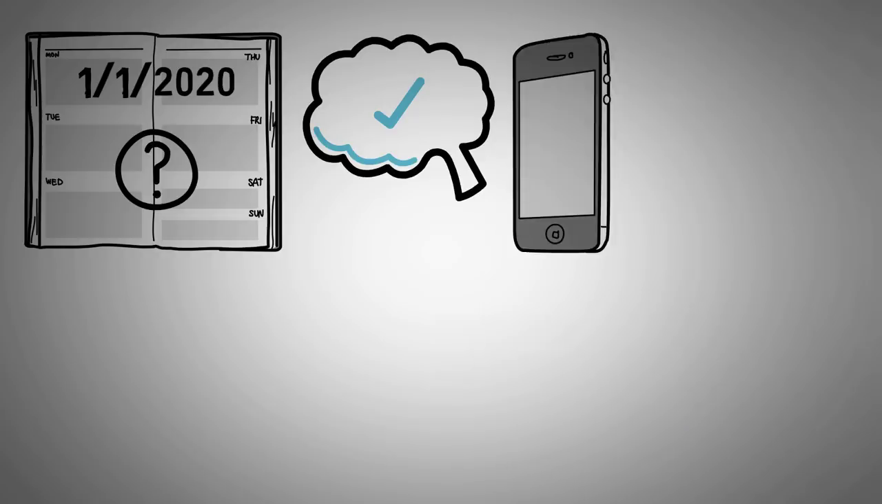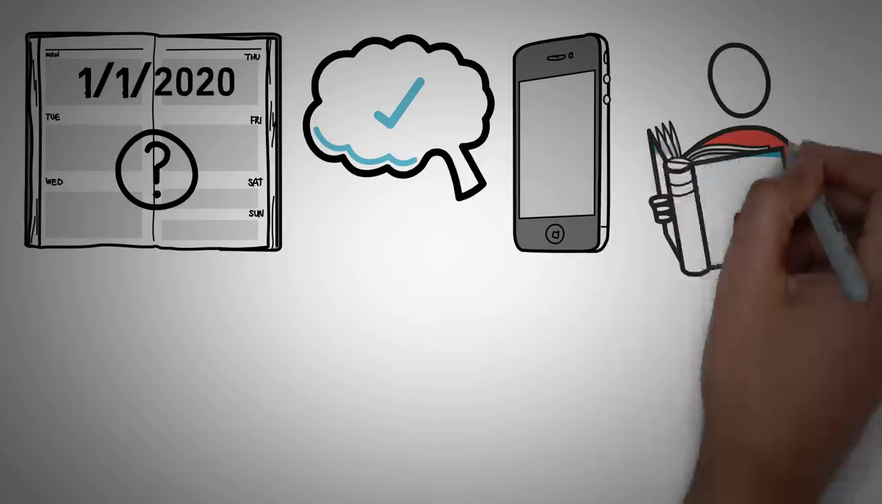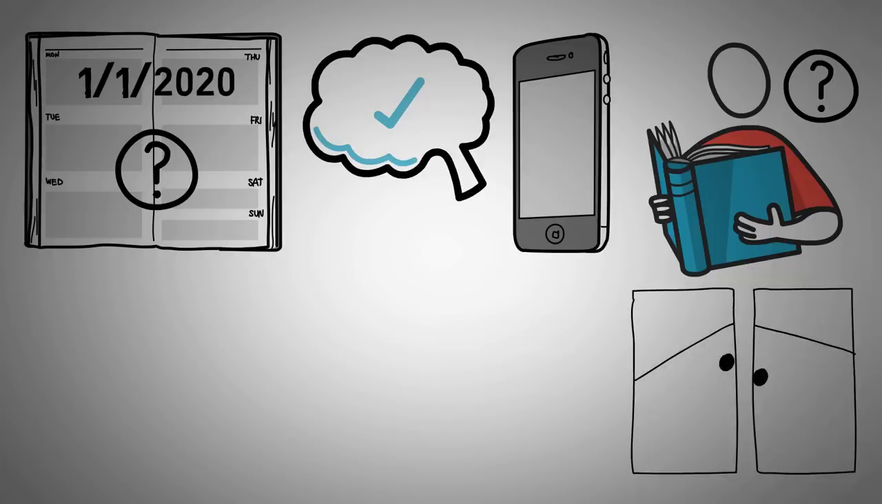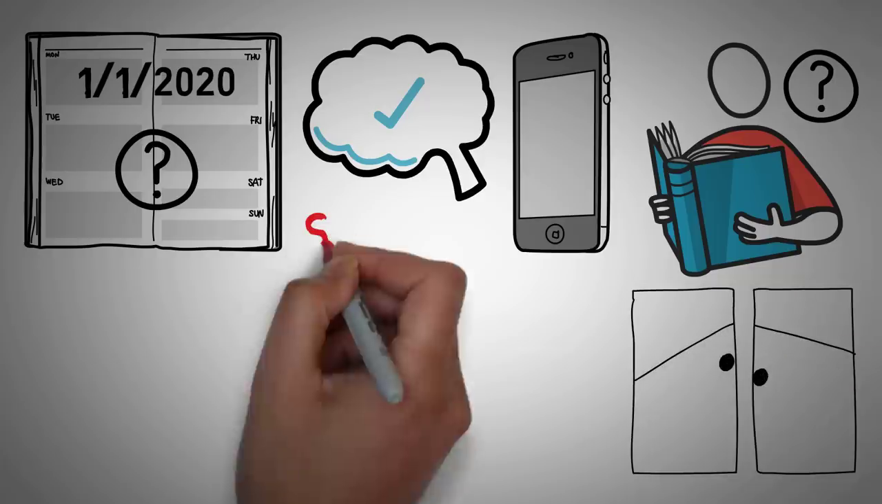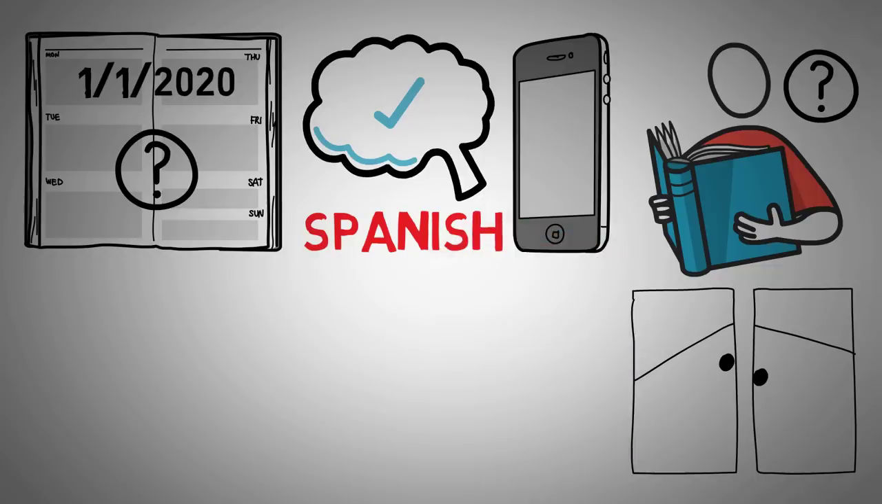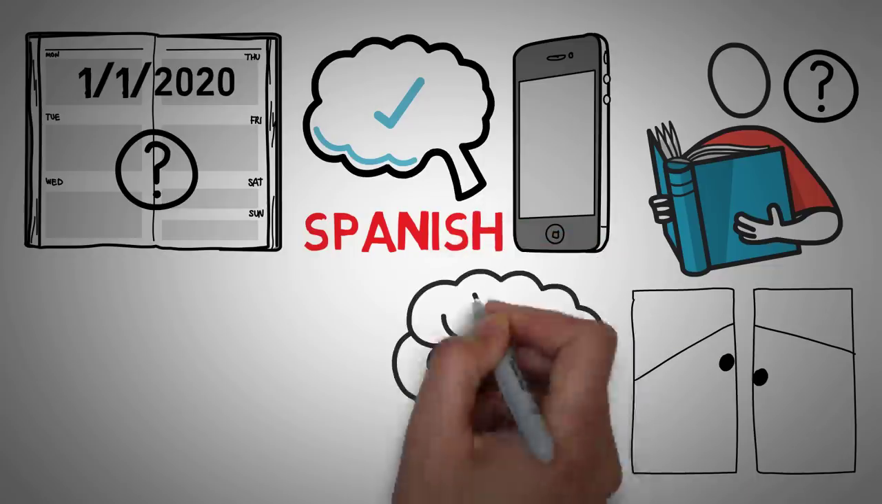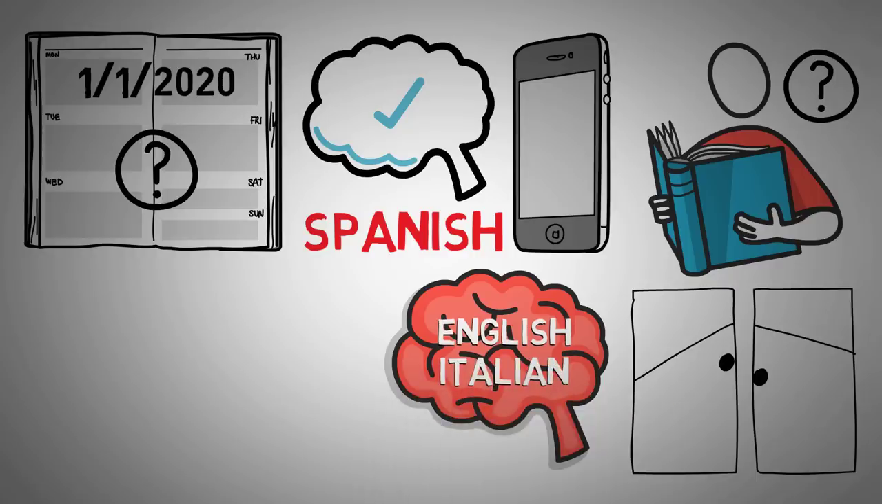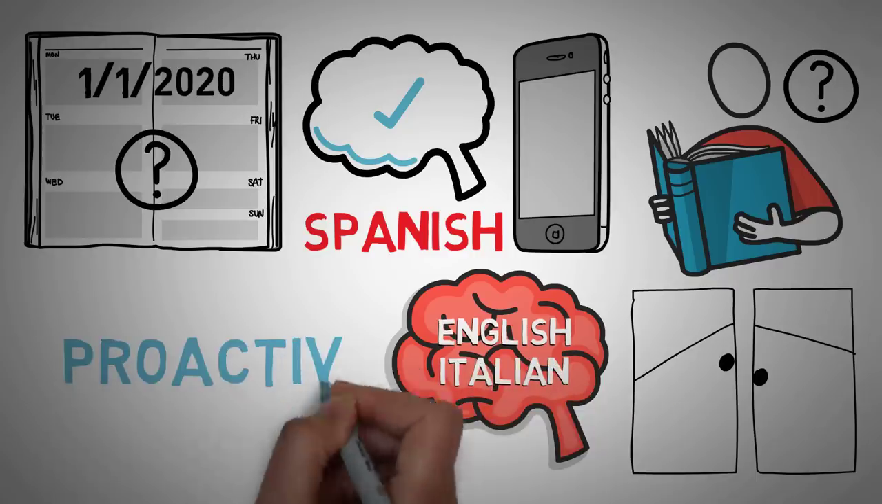Example number two is learning a new language. The oldest information, the language that you're most fluent in, may frequently interfere with the new information that you're trying to learn. But if you're learning a third or a fourth language, that second language may also even try to interfere. So let's say you're learning Spanish, but you're already fluent in English, and you've spent many years learning Italian.